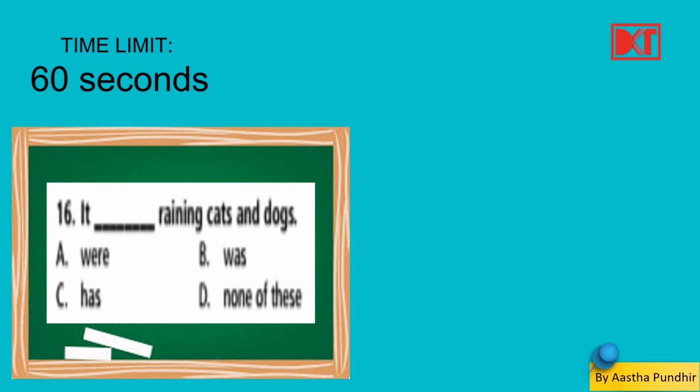It dashed raining cats and dogs. Now it, third person, singular, neutral. So with it, we use were, was or has. We use was. It was raining cats and dogs. Now in these questions, we just have to take care of the subject-verb agreement: कि subject के साथ verb कौन सा लगेगा. Subject यहाँ पे third person singular है. With that we use was. Okay.